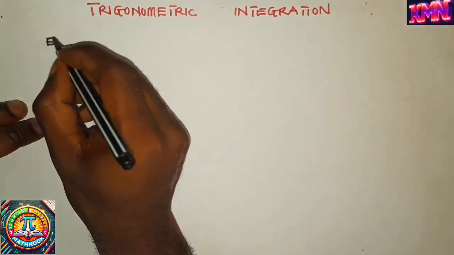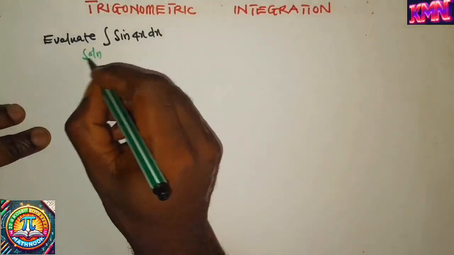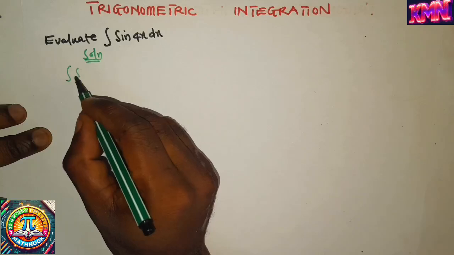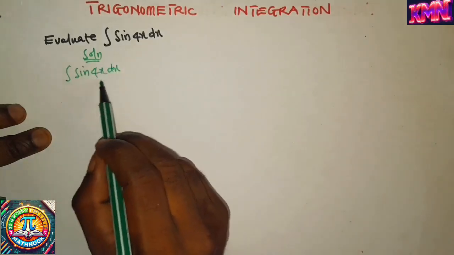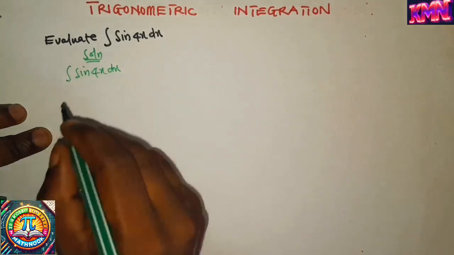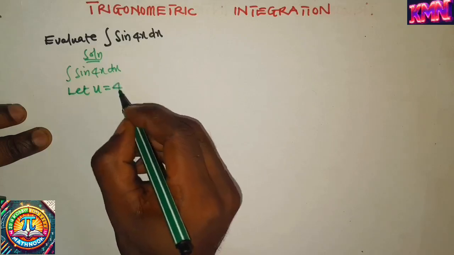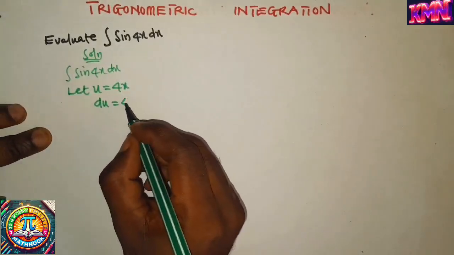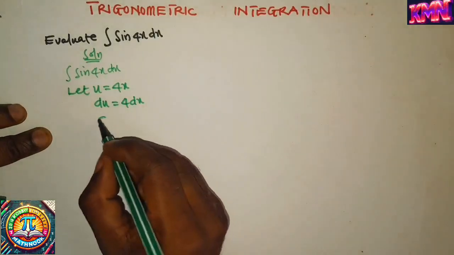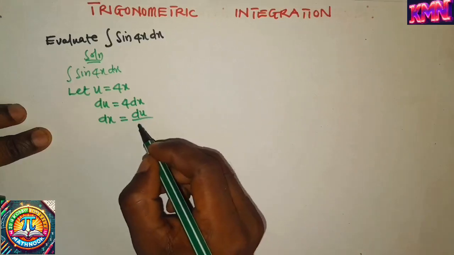Firstly, let's evaluate the integral of sine 4x dx. First, we need to represent the angle by u. So we're going to say let u equals 4x. Then we differentiate u with respect to x. Making x the subject, we get u over 4.